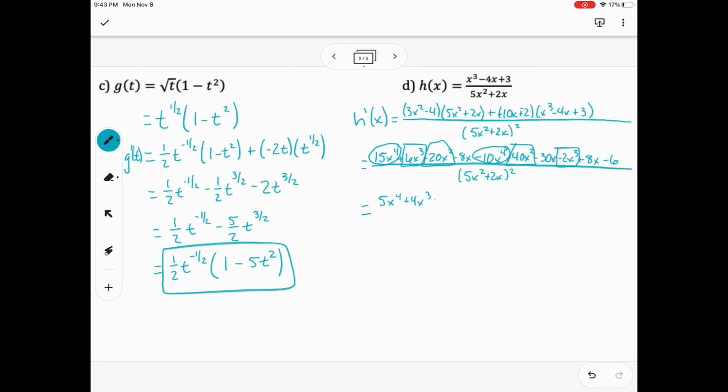So after all the like terms are put together, I'm able to get 5x to the fourth plus 4x cubed plus 20x squared minus 30x minus 6, all divided by 5x squared plus 2x to the second power.